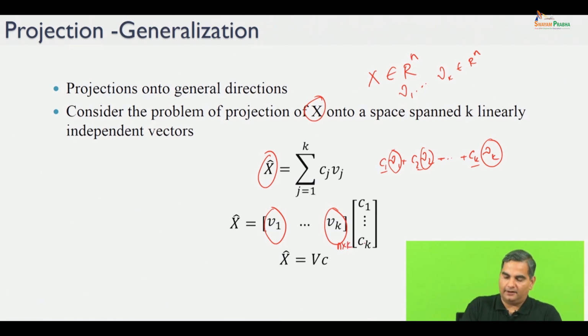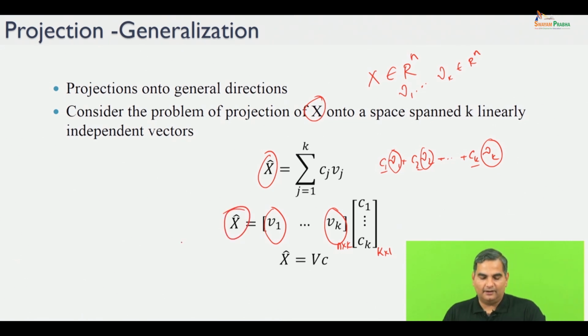And since there are k constants which I have put in a vector, this would be a vector of dimension k by 1, and you can notice that this n by k times k by 1 will give you an n by 1 vector, which is what is x hat. Nonetheless, this n by 1 vector is in a space spanned by these k linearly independent vectors.